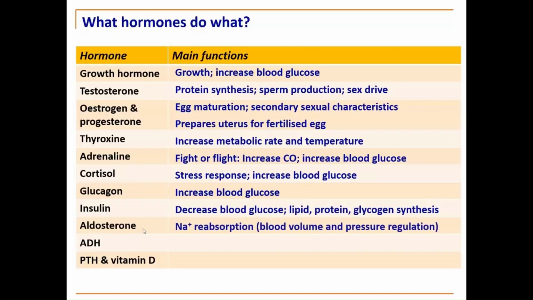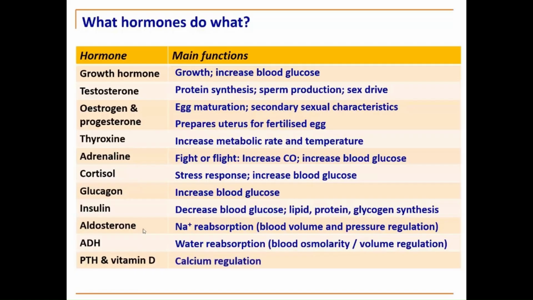Aldosterone: sodium reabsorption, so water follows, via the kidneys, so it's involved in blood volume and pressure regulation. Also, the other very important function of aldosterone is potassium excretion via the kidneys. Antidiuretic hormone: water reabsorption, so primarily involved in regulating blood osmolarity, but also involved in volume regulation, in particular if you have severe volume depletion. Parathyroid hormone and vitamin D are both involved in calcium homeostasis.